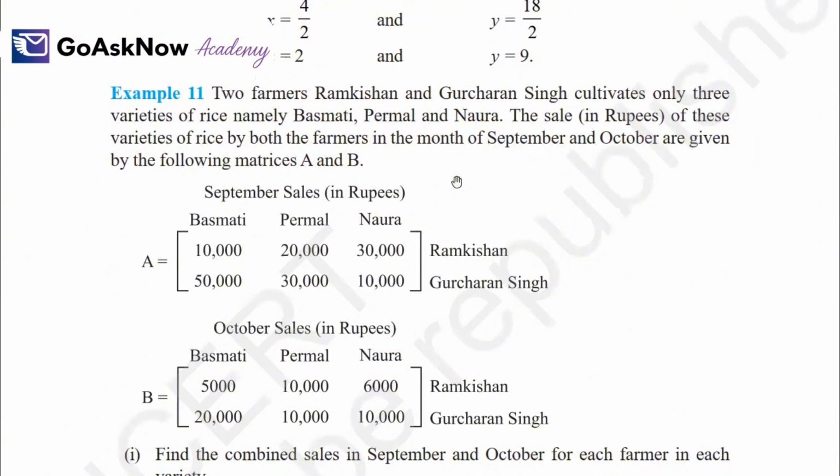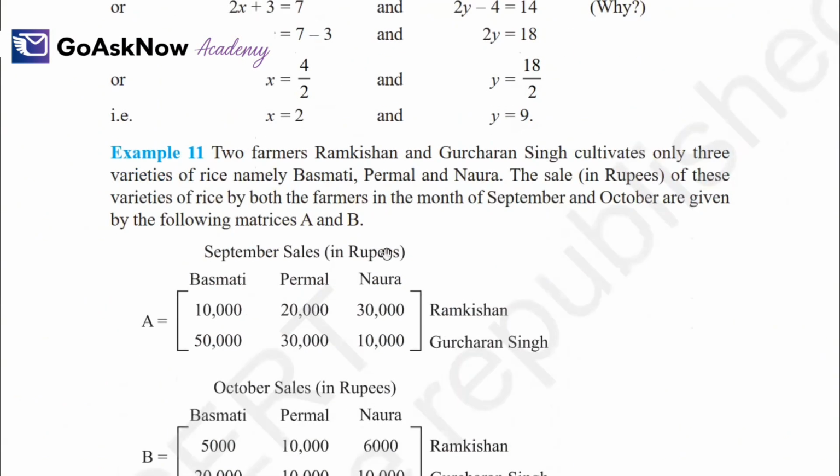Okay. So here one example is given. Two farmers Ram Kishan and Guru Charan Singh cultivate only three varieties of rice, mainly Basmati, Parmal, and Nora. The sale in rupees of these varieties of rice by both the farmers in the month of September and October are given by the following matrices A and B. So the A and B matrices will give you the varieties of rice by both the farmers, and their sales also. So here A matrix will give your September sales, and B matrix will give you October sales.